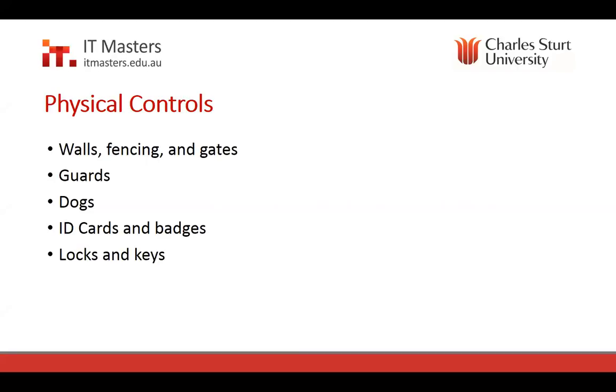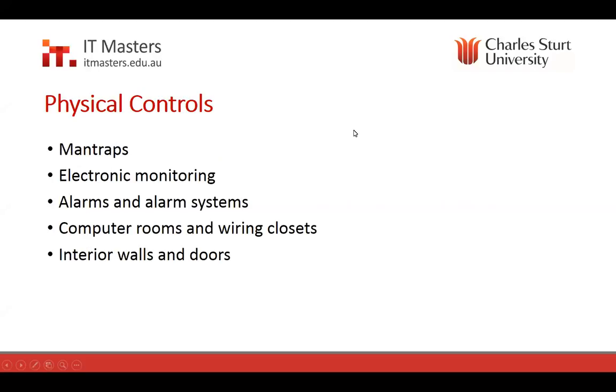So physical controls, lots of them. These are some. So walls, fences and gates, guards, dogs, ID cards, badges, locks and keys. So instead of just dwelling on that, let's have a look at each one of those as we go along. So we've got man traps, which are an interesting thing. I've had some bad experiences with man traps. Electronic monitoring systems, alarm systems, obviously, computer rooms and wiring closets, the way they're designed, the way they're laid out, the way they're secured, and interior walls and doors to help keep areas partitioned and keep people's grubby mitts or eyes and ears out of specific areas that they shouldn't be in.